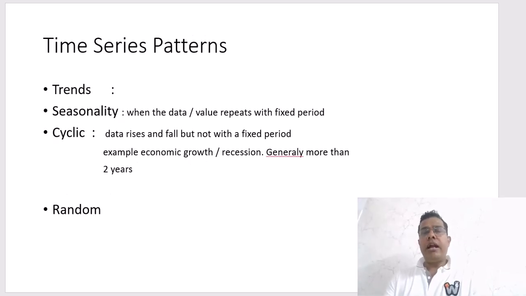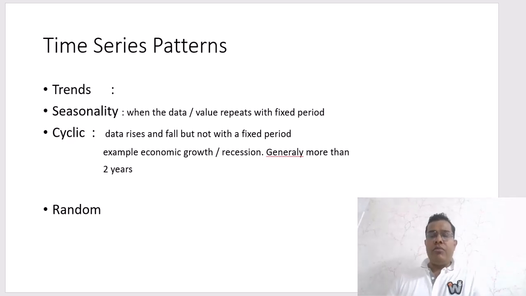Let's talk about the patterns in the time series. Normally, what we have seen is that people directly open the Jupyter notebook and build the model, and even we can do that. But it's better if we try to understand some basics in time series. In time series, broadly there are four patterns: trend, seasonality, cyclic, and random. So let's discuss the first pattern, trend. Trend is when the values are either continuously increasing or decreasing with time.